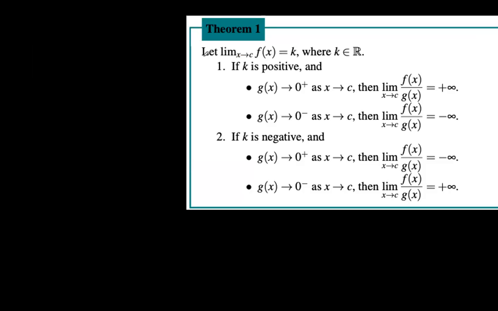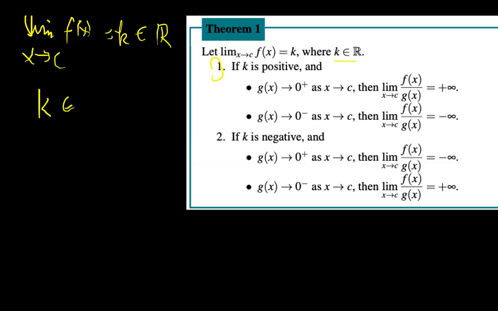Okay, so here, let the limit of f of x as x approaches c be equal to k, where k is an element of real numbers, which means the limit of f of x exists. So let's write it down here. The limit of f of x as x approaches c is equal to k, where k is a real number.